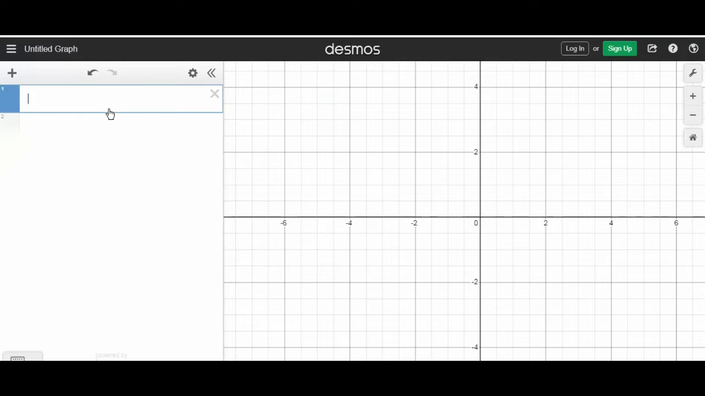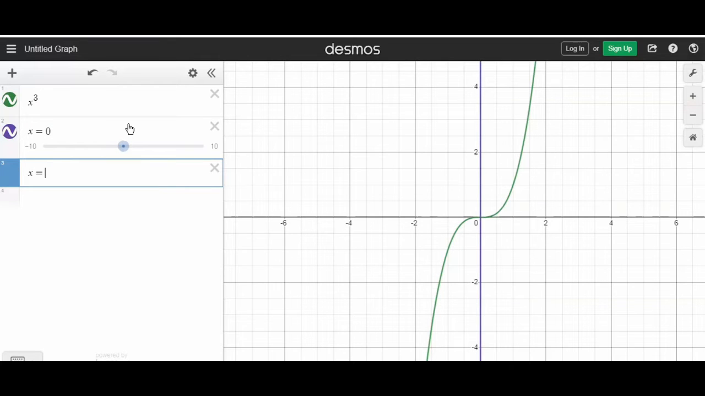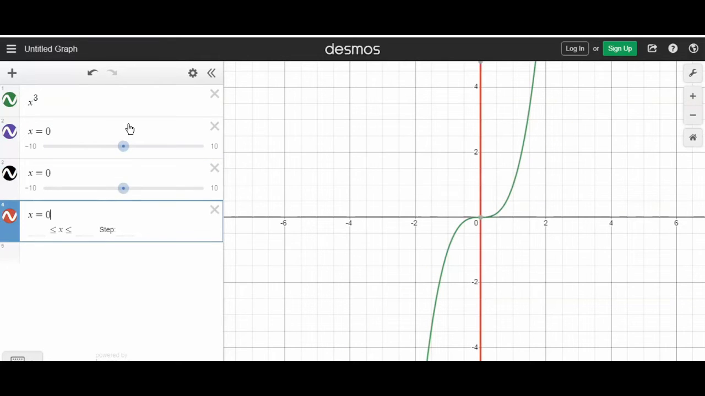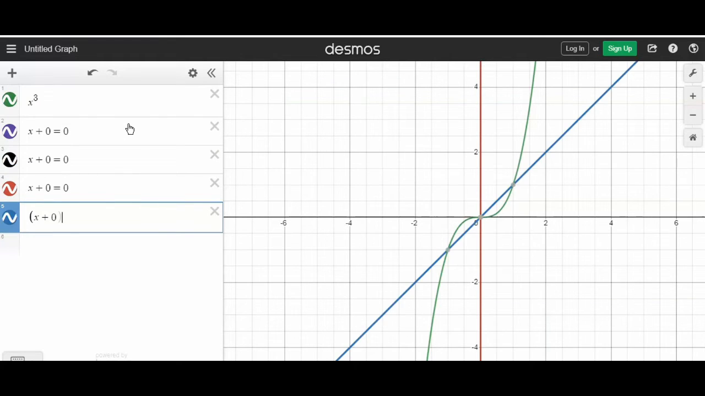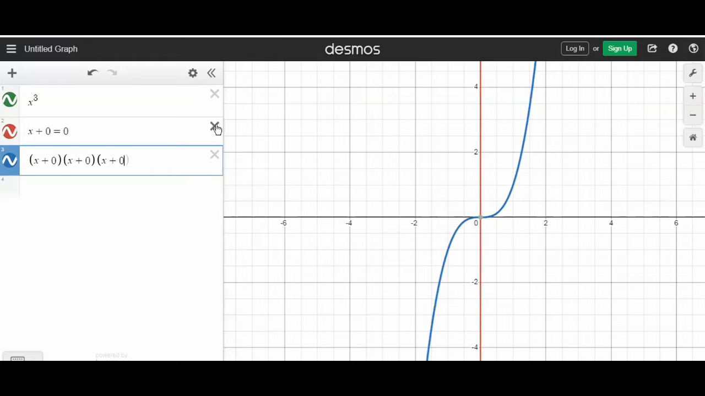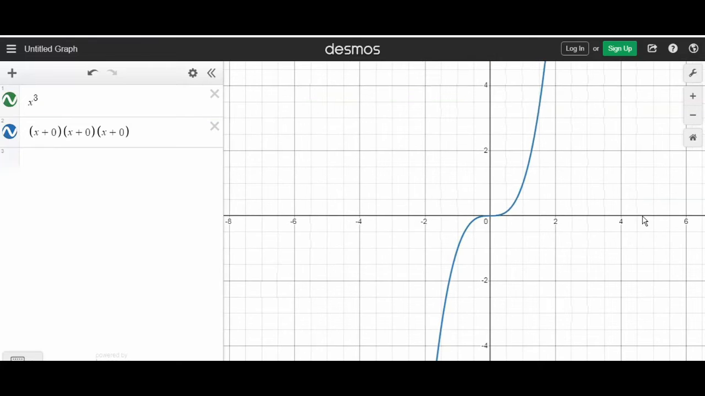Let's say we have x cubed, right? That looks like it only has one zero. Well, if we say x is equal to 0, and x is equal to 0, and x is equal to 0, we move the zeros to the other side. Then we multiply the zeros together. So x plus 0 times x plus 0 times x plus 0. So in fact, we did have 3 zeros. They just were duplicate.